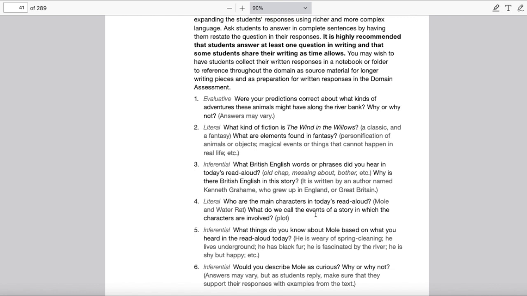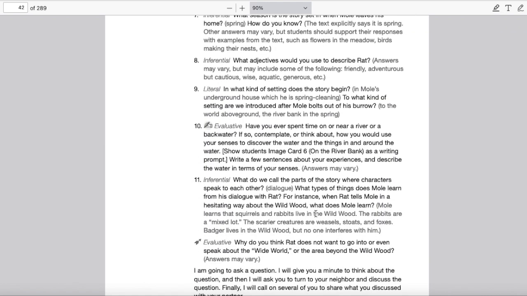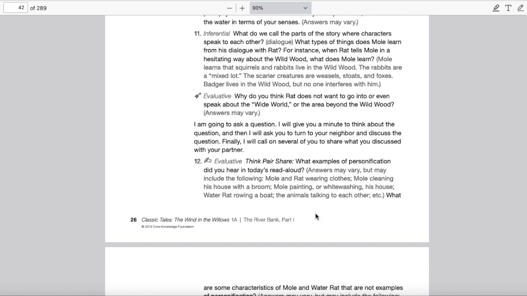This is giving them a chance to comprehend what they read, but also be able to verbally tell you that. Narration and dictation is coming into play here. So there we have all those questions, some deeper thinking questions as well. I don't want you to think these are just comprehension questions. Some of them are, yes, but they're also doing some examples here, the think, pair, share. What examples of personification did you hear in today's read aloud? She knows what personification is, so she can give me examples of that. She's thinking about what she read and then pulling specific examples from that.